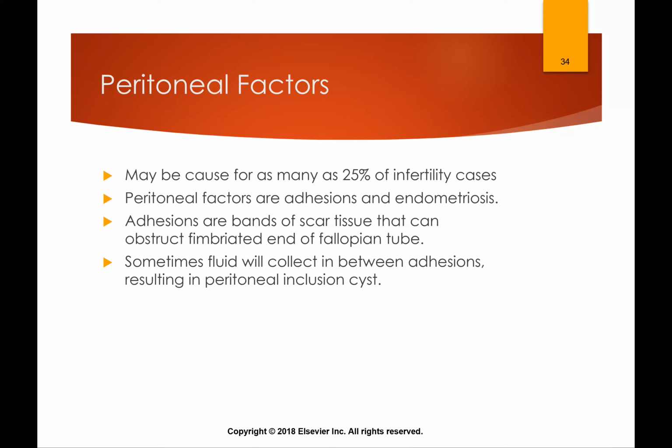Okay, peritoneal factors. They may be a cause for as many as 25% of infertility cases. Peritoneal factors are adhesions and endometriosis. Endometriosis is notorious for being an infertility factor because of the adhesions and scar tissue. Adhesions are bands of scar tissue that can obstruct the fimbriated end of the fallopian tube, so when the patient ovulates, the little egg can't get into the fallopian tube and meet up with the sperm. Sometimes fluid will collect in between adhesions, resulting in a peritoneal inclusion cyst, which we talked about.